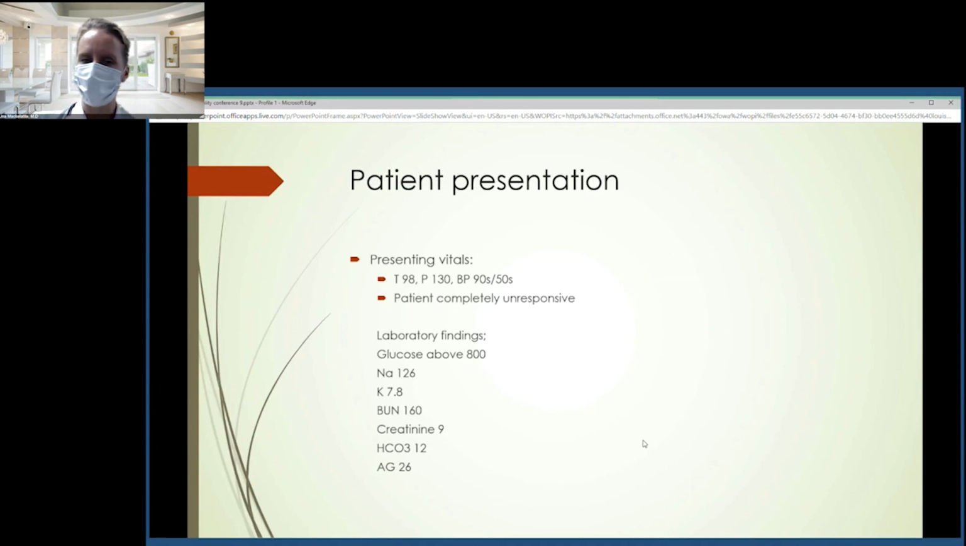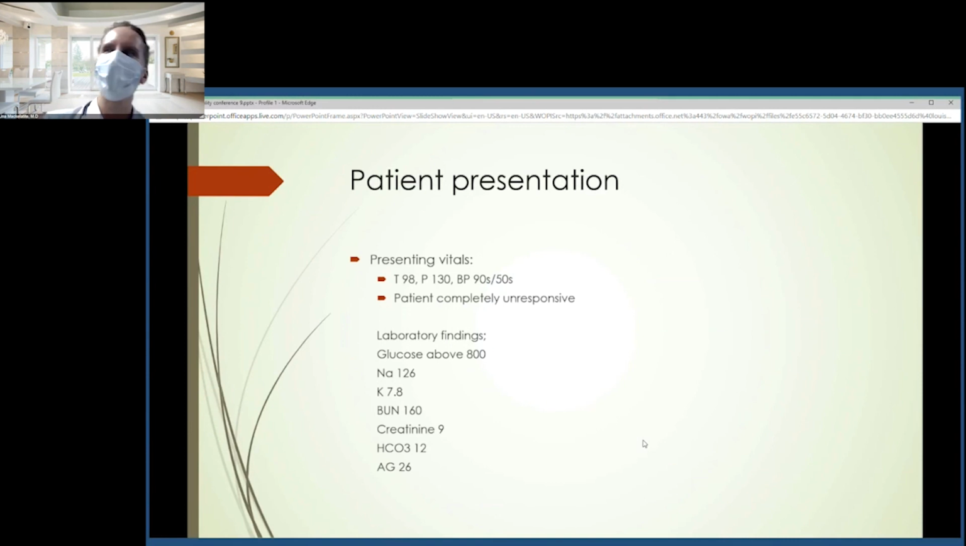Lab findings: his glucose was above 800, sodium 128, potassium 7.8, BUN 160, creatinine 9, bicarbonate 12, and anion gap 26. Anything wrong with these labs? Nothing is right. He basically just had new onset diabetes, and he was not feeling well.